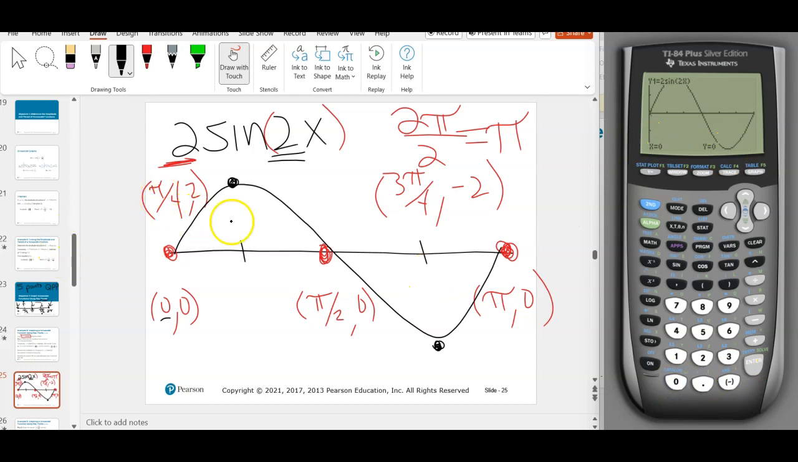If I plug in pi over 4, again, I just hit second pi over 4. All right, and I see I get 2, which is that peak. It's kind of hidden by the text. All right, I can plug in pi over 2. That's that number in the middle. 3 pi over 4, and you get the idea. I can get all the different key points on here just by using that trace button and verifying that my quarter period points are accurate.